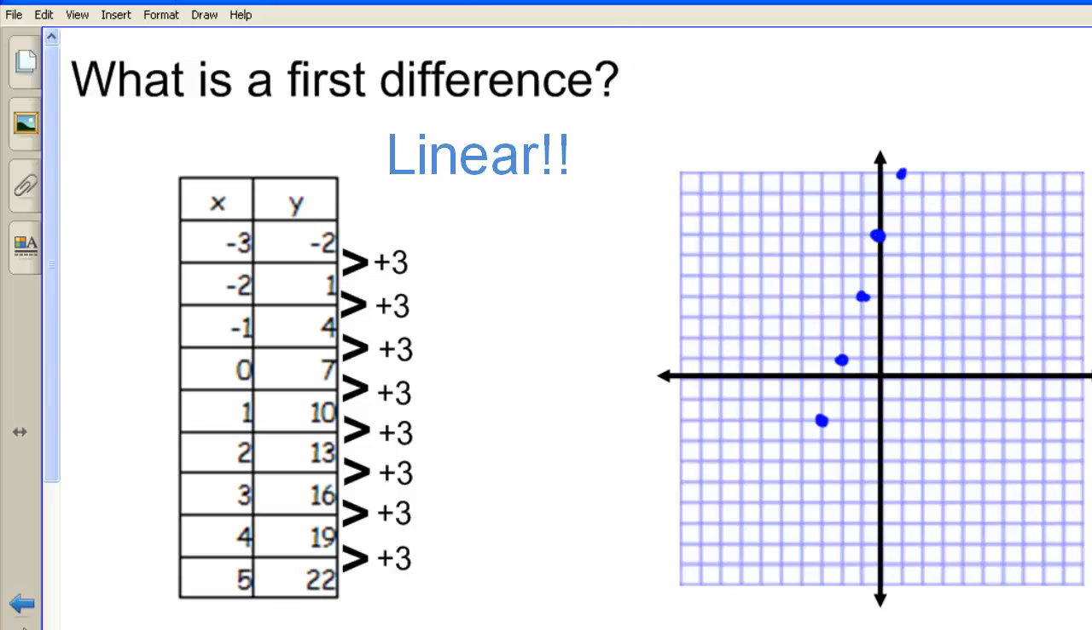Now, if I look at a graphical interpretation, I did not plot every single point because many of the points would go off the graph, but the ones that fit, like (-3, -2), (-2, 1), (-1, 4), (0, 7), and (1, 10), when you look at that scatter plot, you can see that this is a linear function.